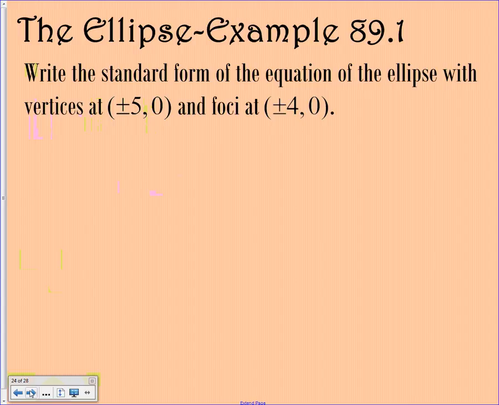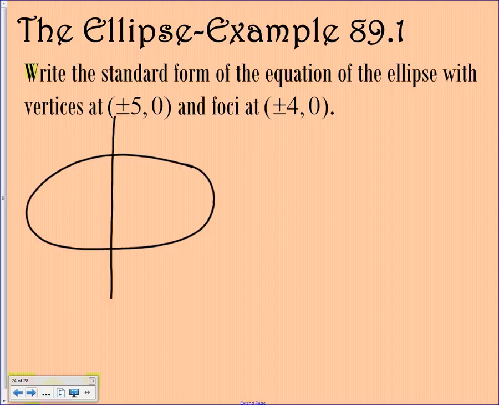We've got the standard form of the ellipse with vertices at ±5, 0, and the foci at ±4, 0. So we want to write the standard form, but they don't give us the A and the B. They give us our vertices and our foci. So what that means, we want to draw it. Since it's at ±5, 0, that means that it is a horizontal ellipse like this. And this number here is 5, and this one is -5. And then we have a 4 and a -4.